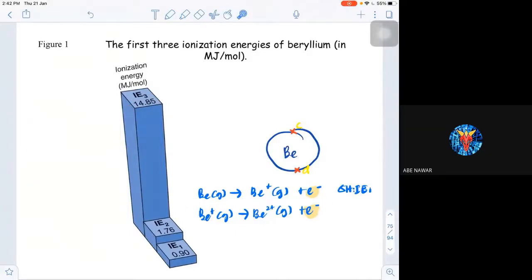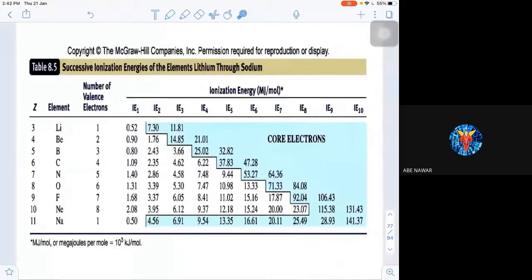We have finished removing all the valence electrons. Now this energy is needed to remove the core or inner electrons. That is why there is a big jump there. From this successive ionization energy, if we look at oxygen: 1.3, 3.4, 5.3, 7.4, 10, 13, suddenly it is 71. A big jump here, between the 6th and the 7th ionization energy.